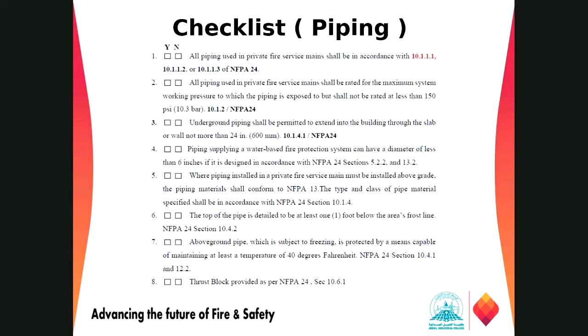And when we have above ground piping, and if in those areas we have chances of freezing, we have to protect it by some freezing protection, meaning to keep the temperature in those areas at least 40 degrees Fahrenheit, right? And the thrust blocks should be as per 6.1 of NFPA 24, the one we discussed regarding the T bend and all, required to withstand the load.